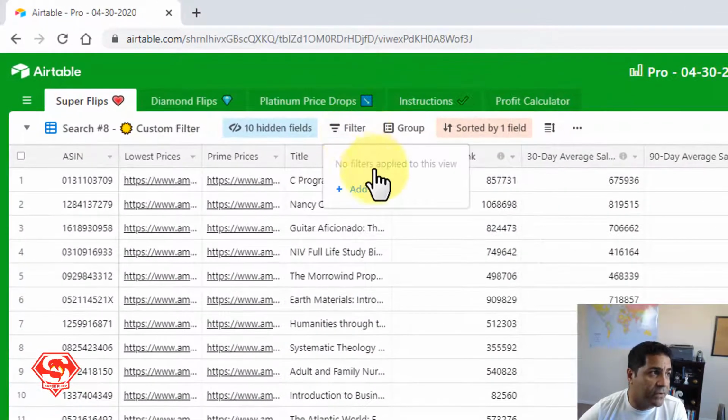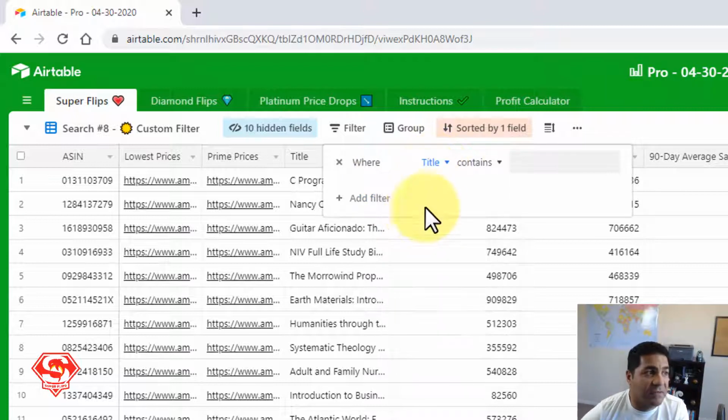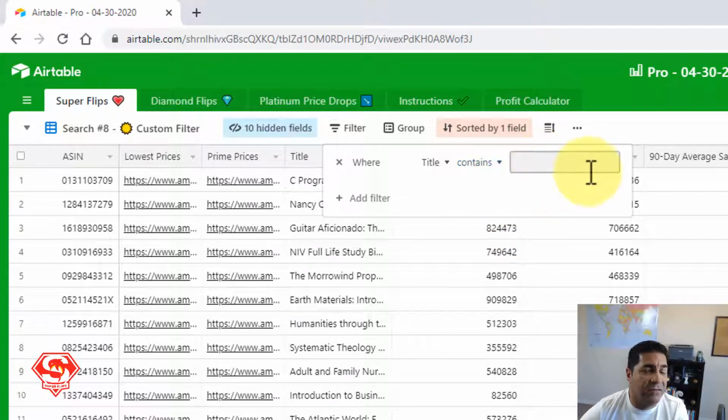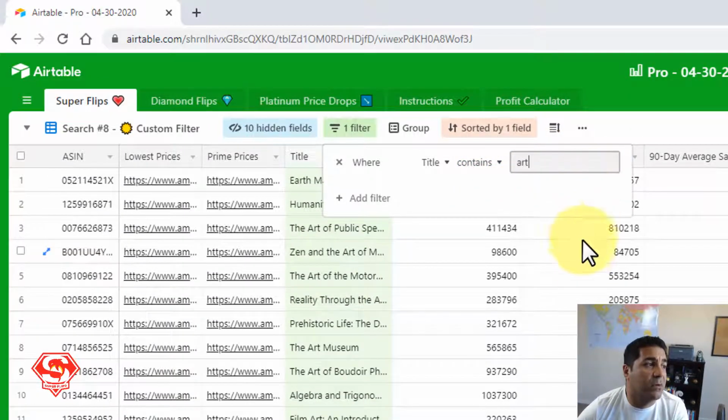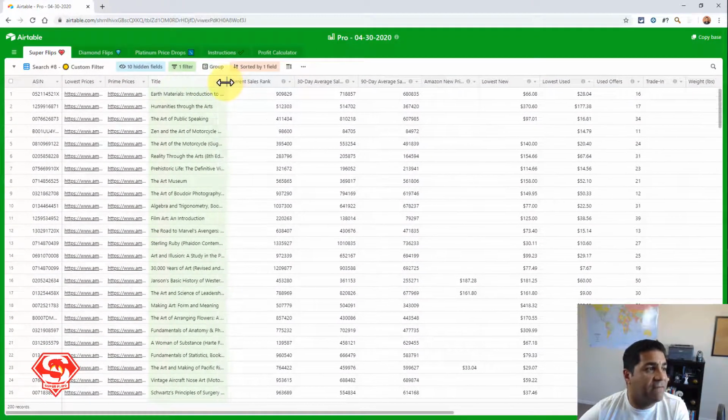So I'm going to add a filter, and I'm going to select title. When you're searching for the title, I would use contains. Don't use is. You don't want an exact match. You just want to say anything that has, and we said art. I'm going to put in the word art. Wow, there's a lot more than I thought. So we got 200 books that have the word art in their title.